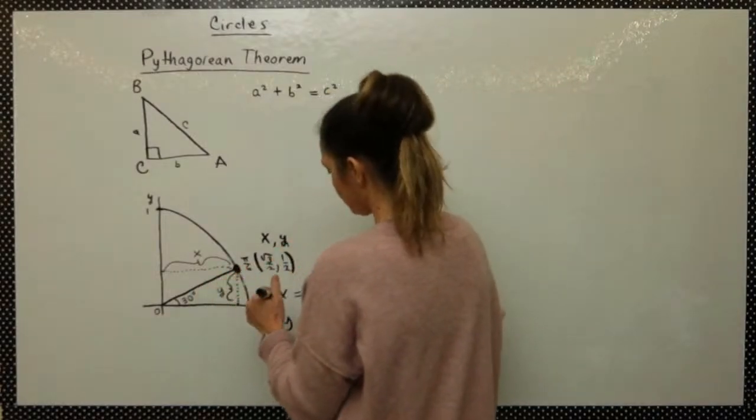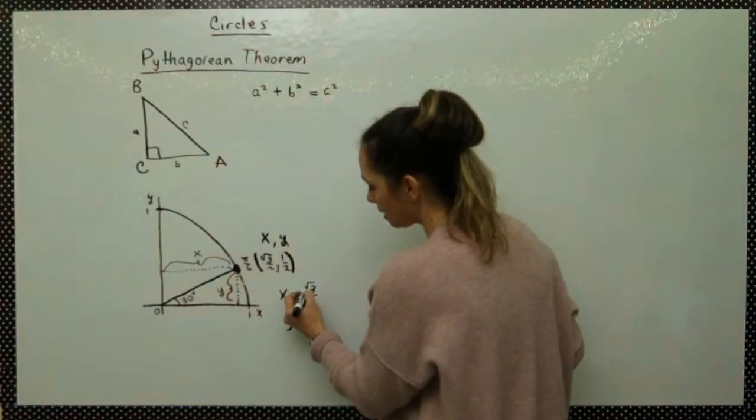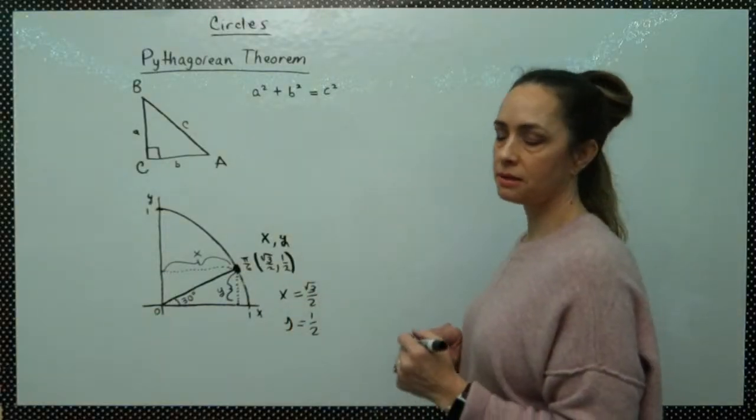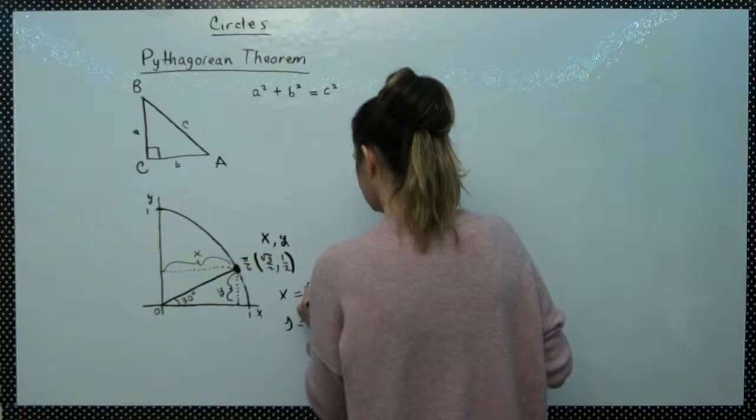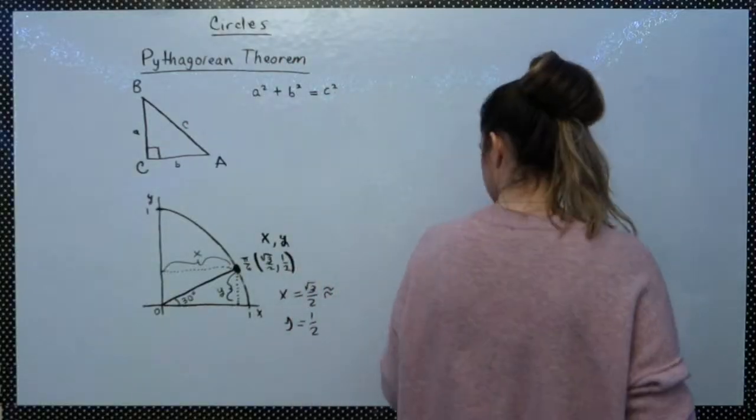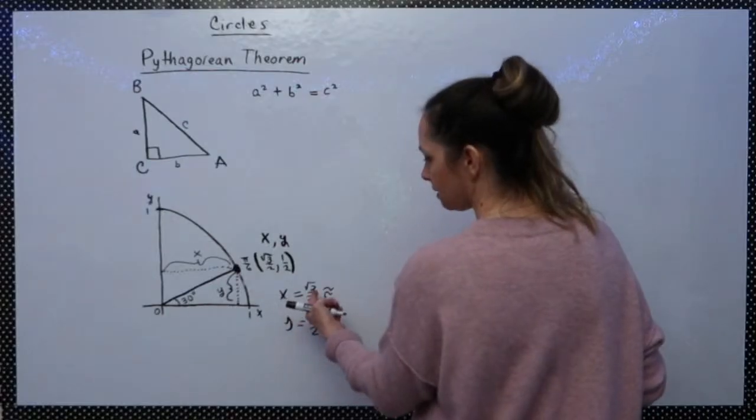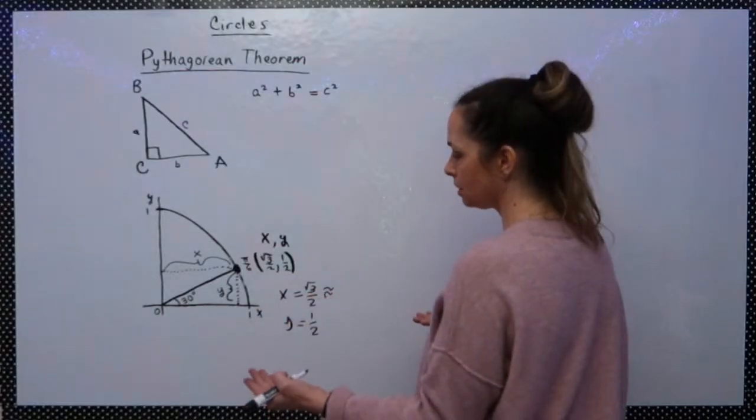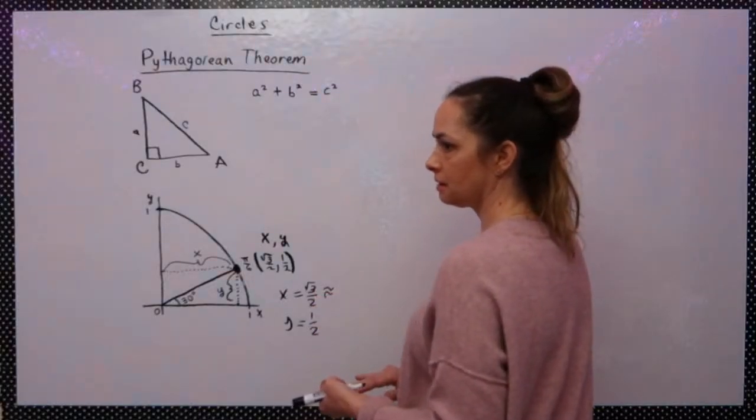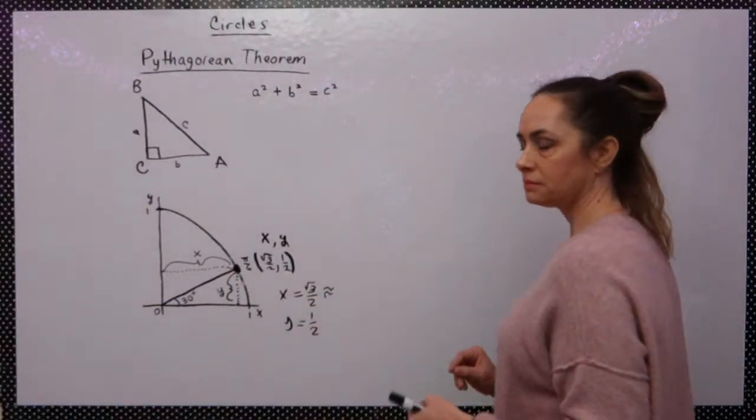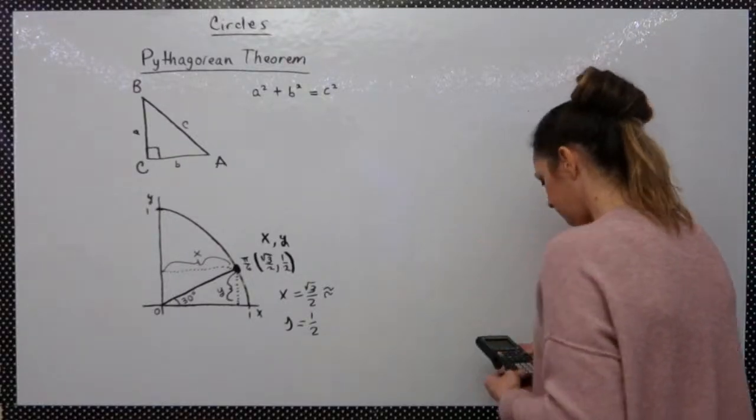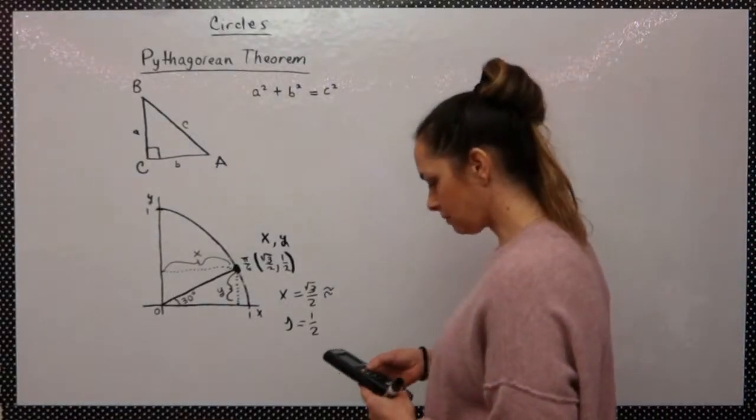Radical 3/2 is an exact number. It's less than 1, because the square root of 4 is 2, and 2/2 would be 1. So it's got to be less than 1. Does that make sense? But we can use the calculator and figure out real quick what that is.